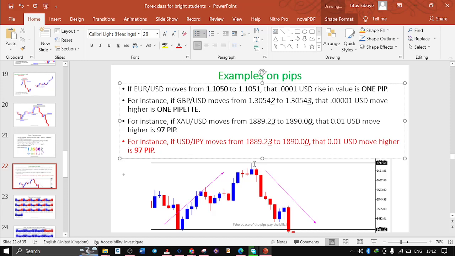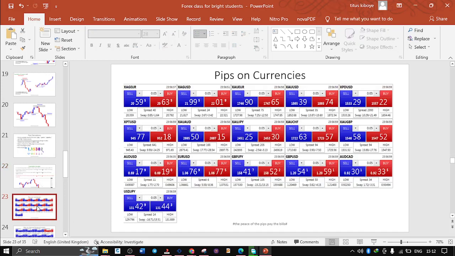Likewise, when it moved those number of pips, it came down from up here to down here. Again, the same number of pips, but it is superseded because I just cropped it. So that's how you calculate pips. Then next, we have pips on currencies.